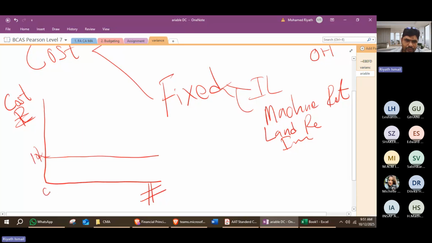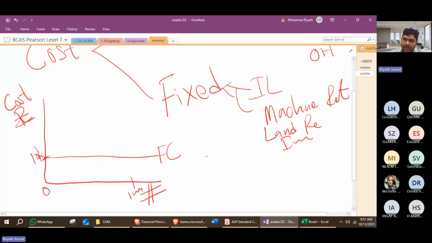Even if the production is zero, you have to bear this 10,000. When the production increases, even to 1 million units, the cost is the same. It's called fixed cost.